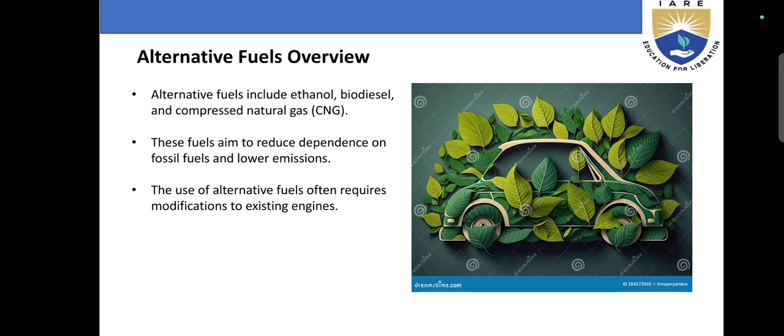Alternative fuels overview. Alternative fuels include ethanol, biodiesel, and compressed natural gas. These fuels aim to reduce dependence on fossil fuels and lower emissions. The use of alternative fuels often requires modifications to existing engines.